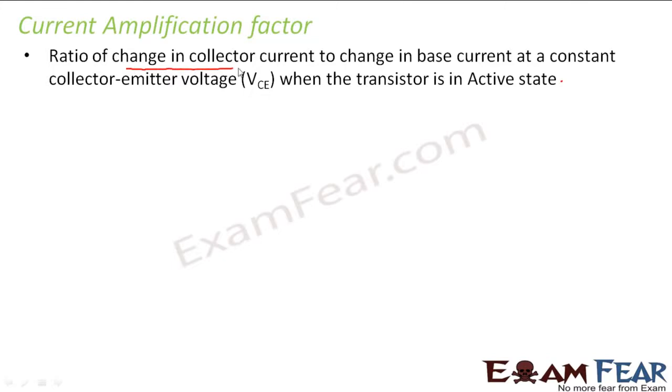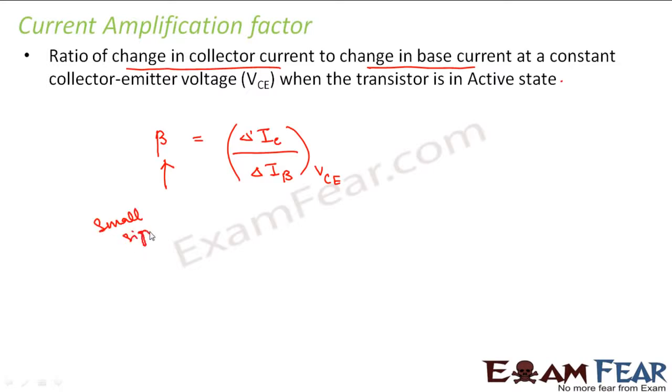So in the active state, the ratio of change in collector current to the change in base current, we can define in this way: let us suppose we denote the amplification factor by beta. We say that beta is the change in collector current to the change in base current at a constant collector emitter voltage. That is defined as the current amplification factor. Now this beta is often known as small signal current gain.